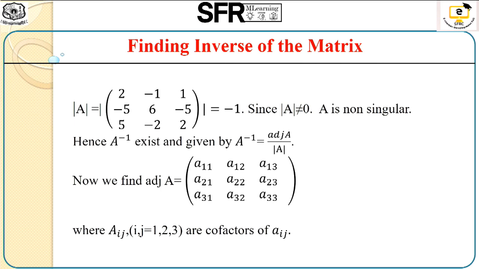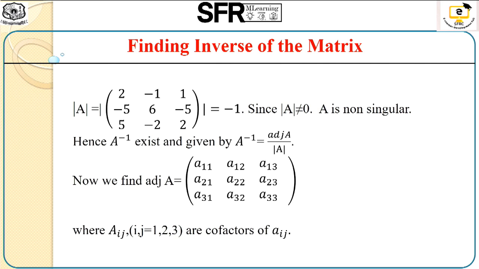If a matrix is given, we need to find the inverse of the matrix. We proved a lot of properties regarding this, but I need to give the problem solution, how to find the inverse of a matrix. If a square matrix A is given, since determinant A is not equal to 0 and A is a non-singular matrix, hence A inverse exists and it is given by A inverse is equal to adjoint of A divided by determinant of A.